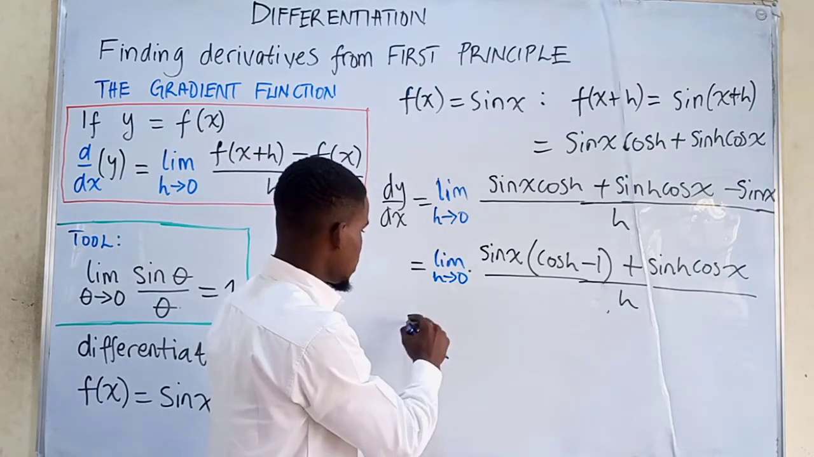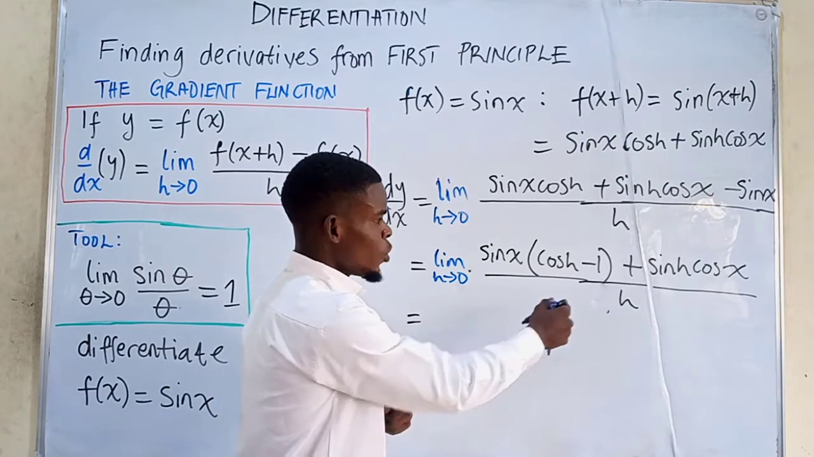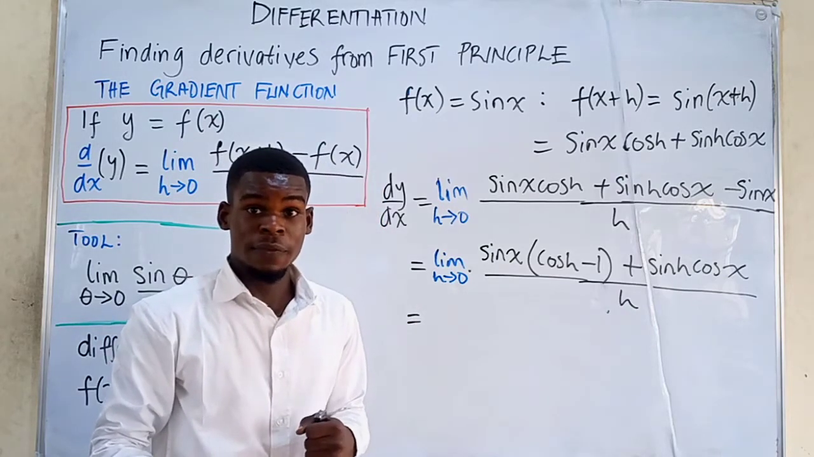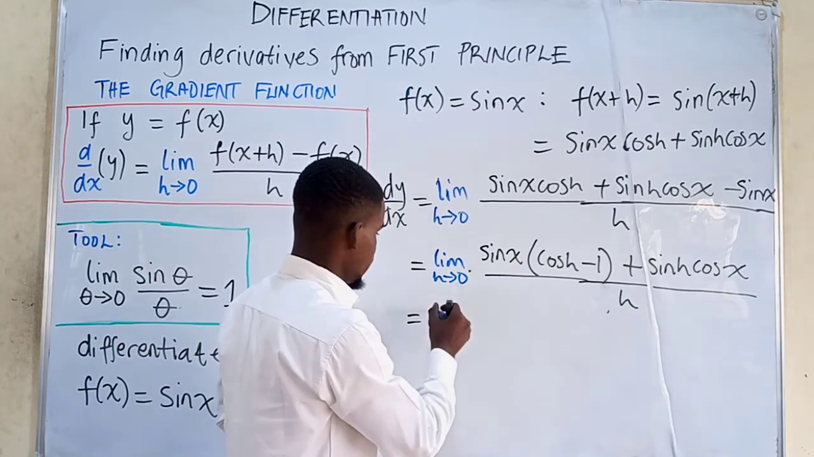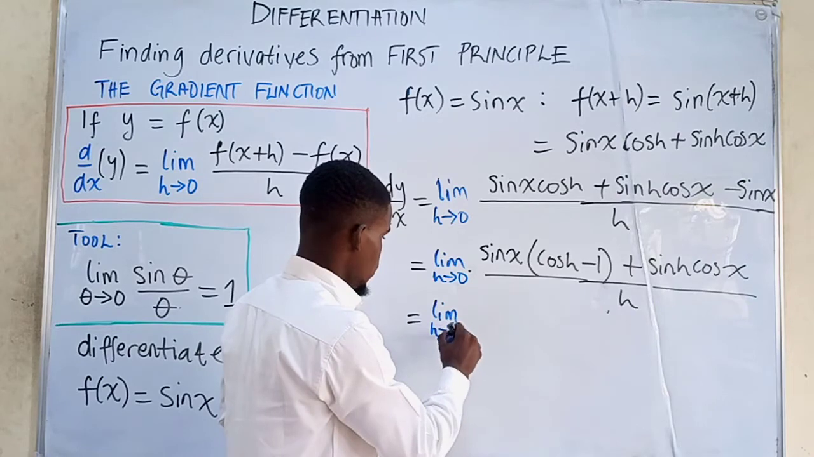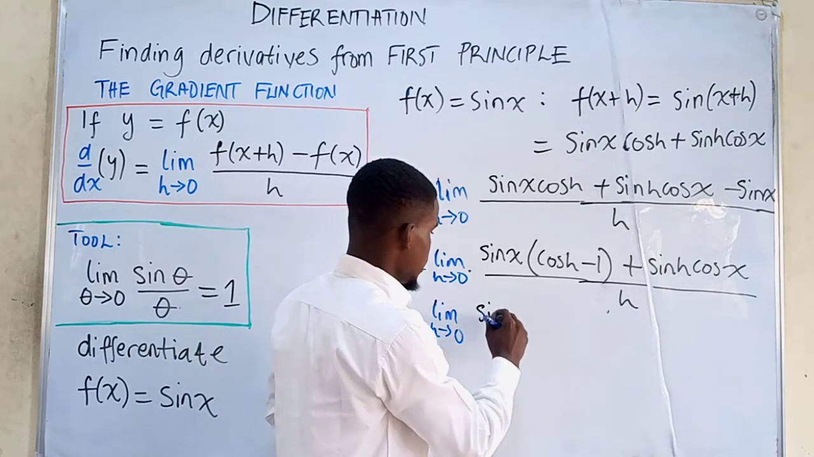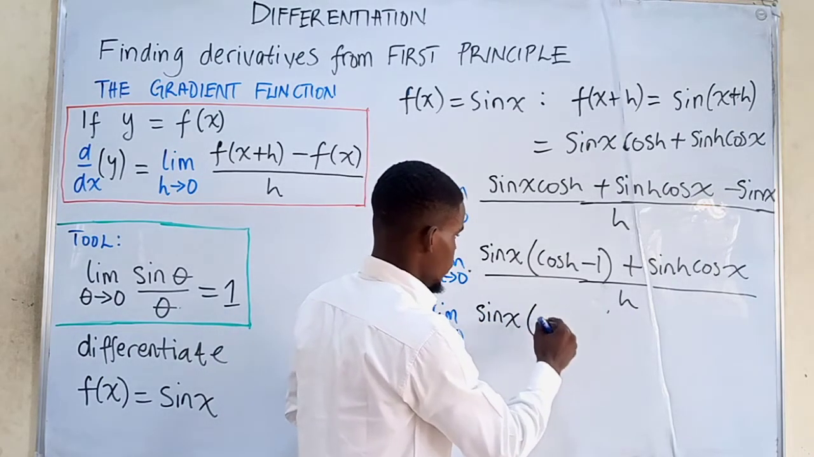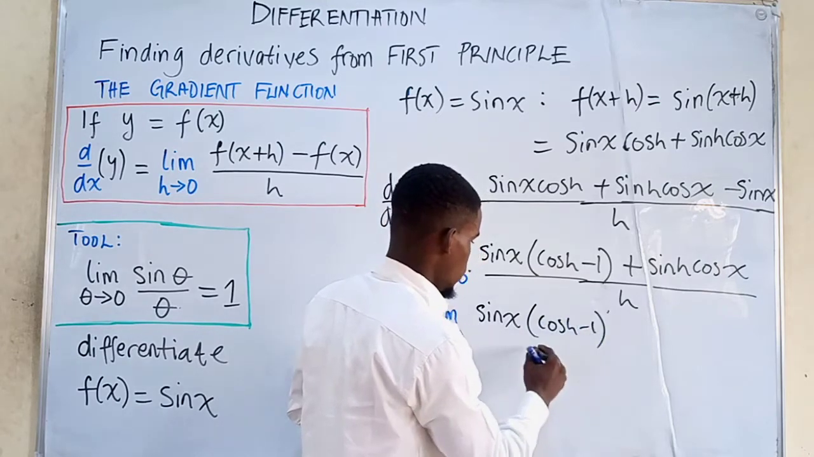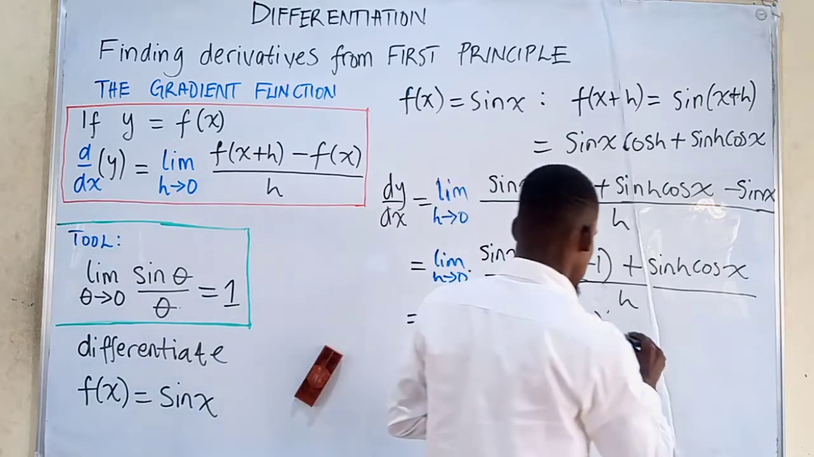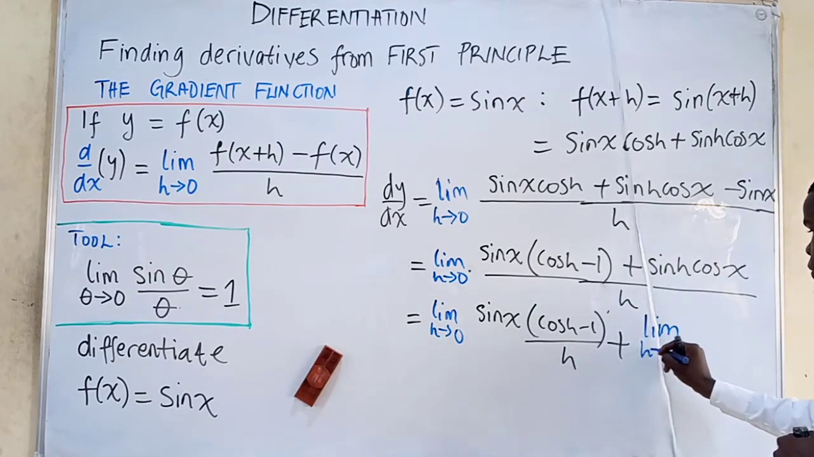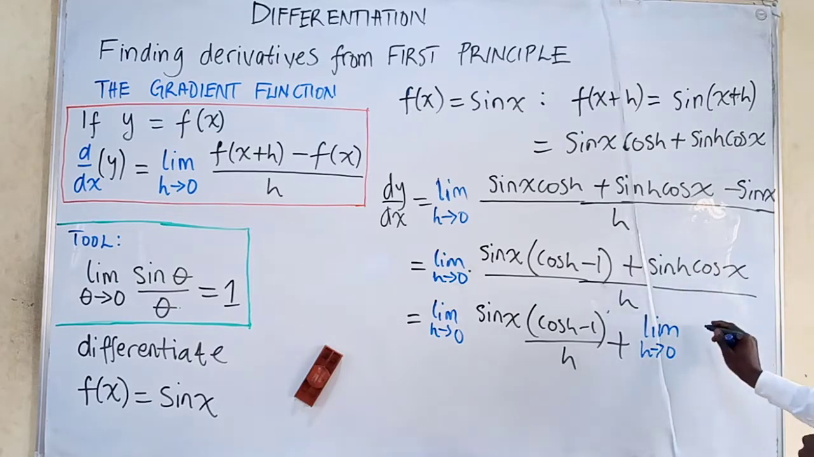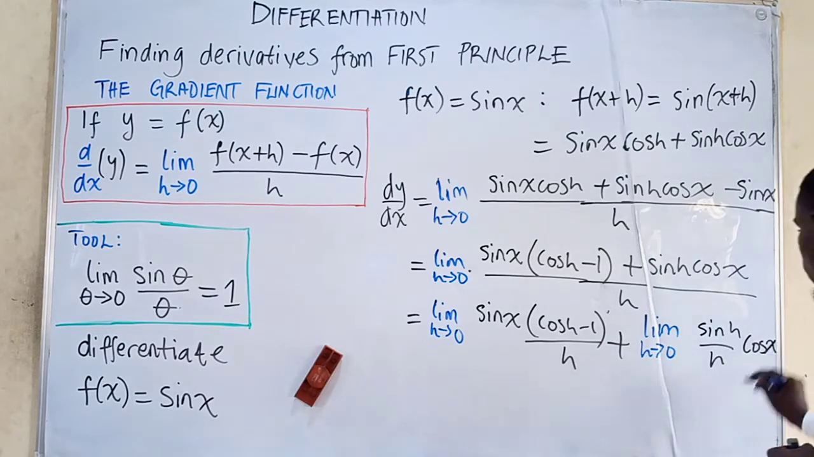All right, so we have to take the limit. Now I'm going to split these fractions into two, and as I split the fractions, I'm going to also take the limit of those sums. So we're going to have the limit as h tends to 0 of sine x times cosine of h minus 1 divided by h, plus the limit as h tends to 0 of sine h over h times the cosine of x.